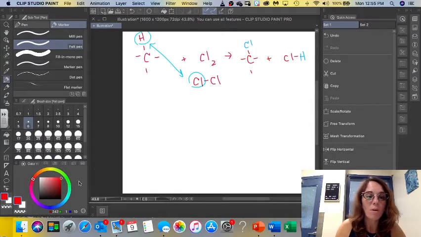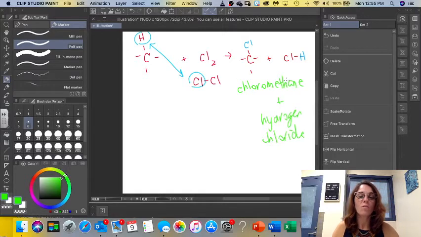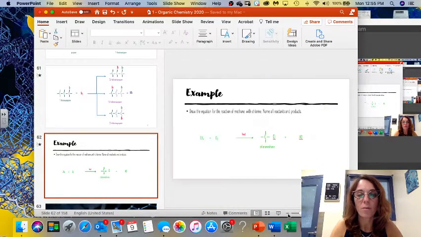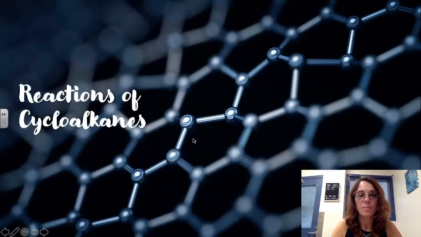So the names of my products, now I will have chloromethane and hydrogen chloride. Okay, so those are my two different products here. One thing to remember, in a substitution reaction, we always have two products. One atom is being substituted with another one. Okay, so we see that there. And you will see that I write the catalyst on the arrow to show what's happening. So I have heat here.